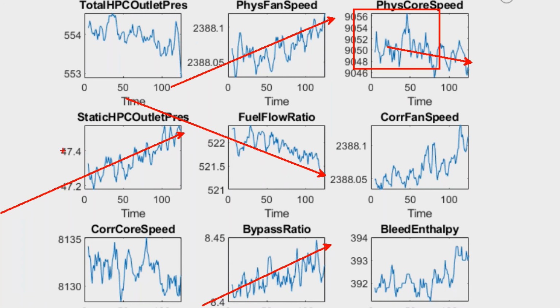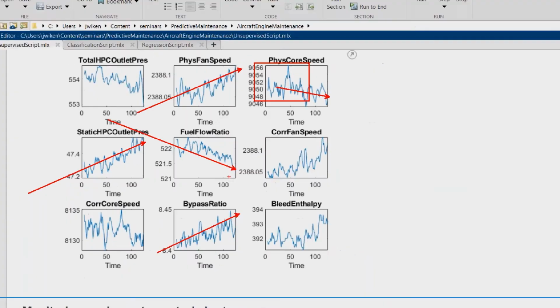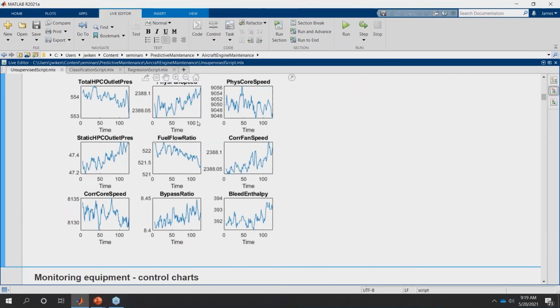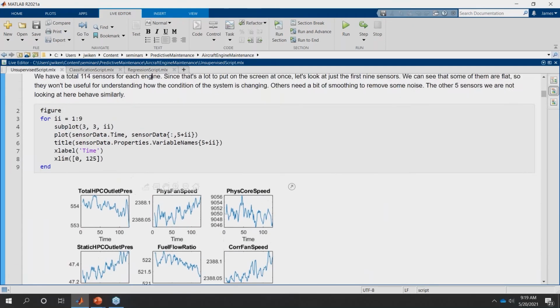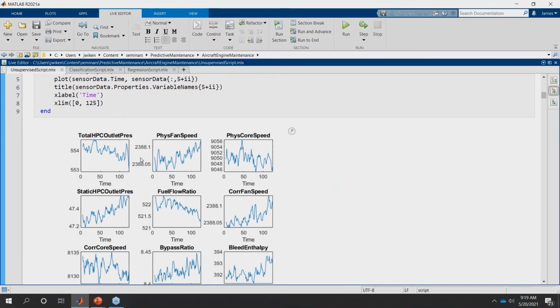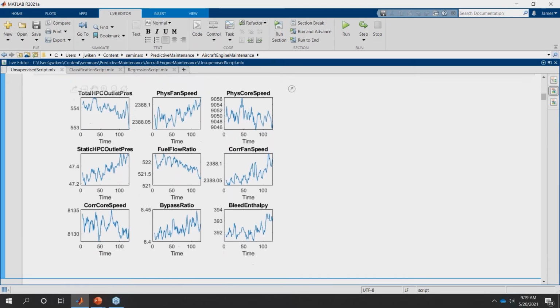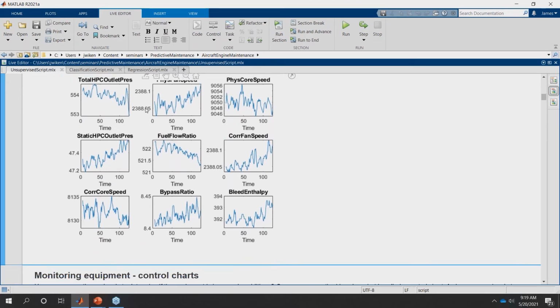So that's good. This is the sort of stuff that we need to see in our data, because if we're looking for degradation over time or change in behavior over time, then our sensor values, or the features we're using to detect that, need to show it. Now, this is just looking at one particular engine. We'll look at a more macro scale with multiple engines in a bit.